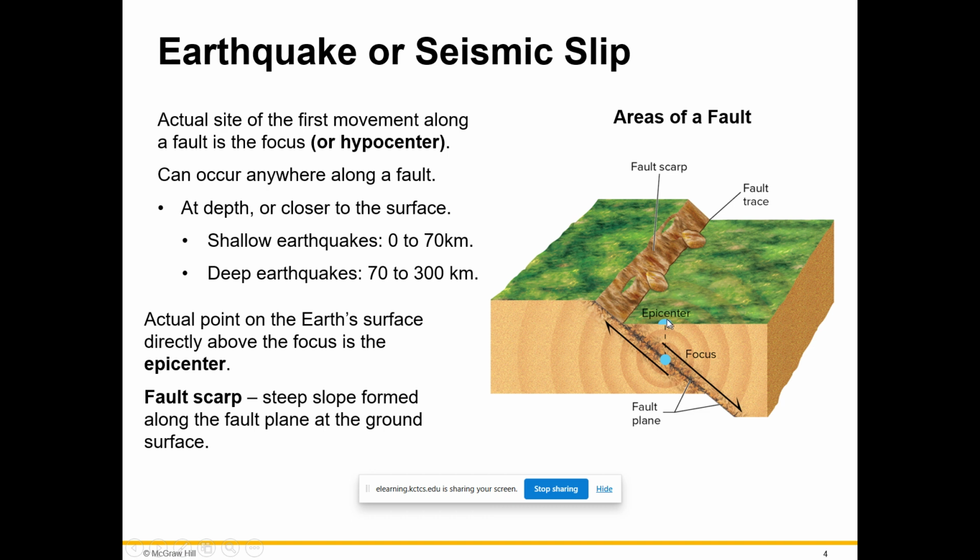Here we have the epicenter that is directly above the major break. So if you're on the surface and you're right here, you're pretty much on the center. But it's not really the center because the center happens down in the crust or the lithosphere somewhere, which is what we call the focus.